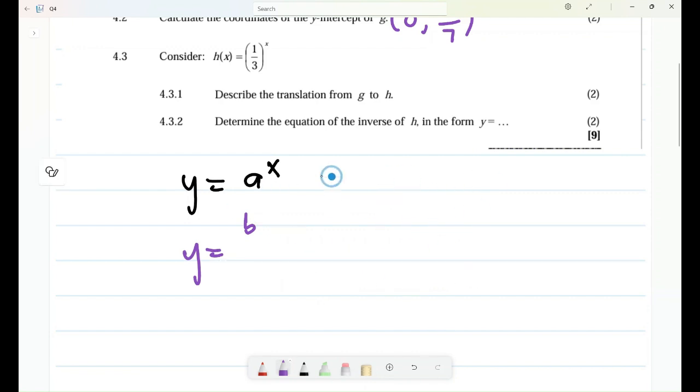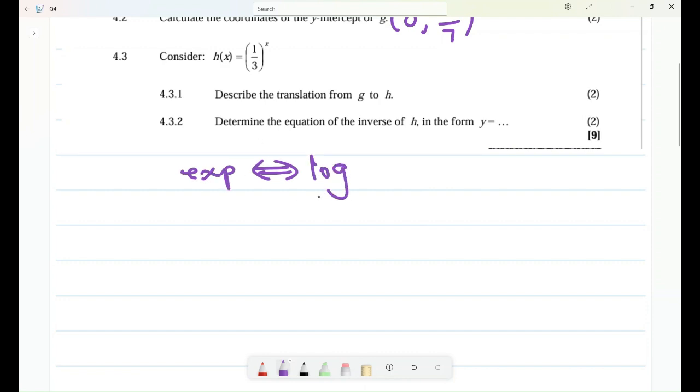So let's apply the same here. Determine the equation of the inverse of h in the form of y is equal to something. So if this is your original, you know that your log will be your inverse. Remember, inverse of exponential is log. Inverse of log is exponential. All right. So I'm going to say y is equal to log of what? I take everything as it is to the power of x. This is your 2 marks.